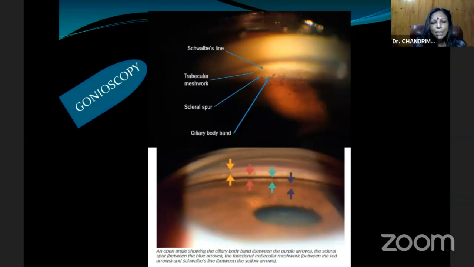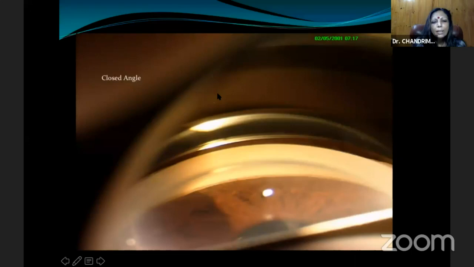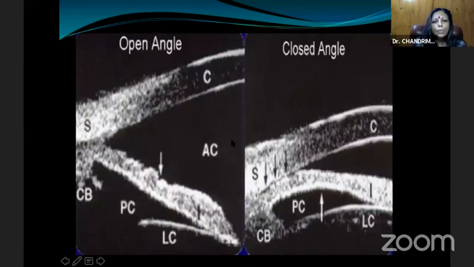Just to emphasize the importance of gonioscopy, that's an open angle that we see out there. We can clearly see all the structures that one is supposed to see while doing a gonioscopy. And this is a closed angle where we cannot see a single structure. That's an open angle on UBM, and that's a closed angle. What is important to remember here is the scleral spur. That is the identification point on the UBM.